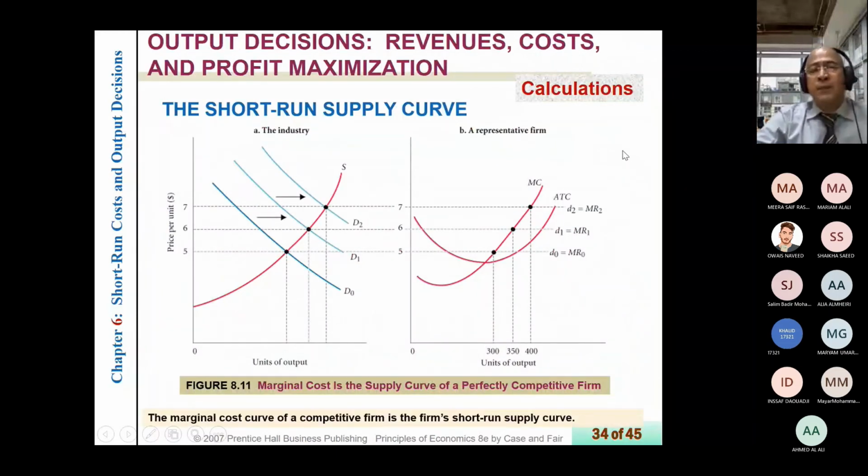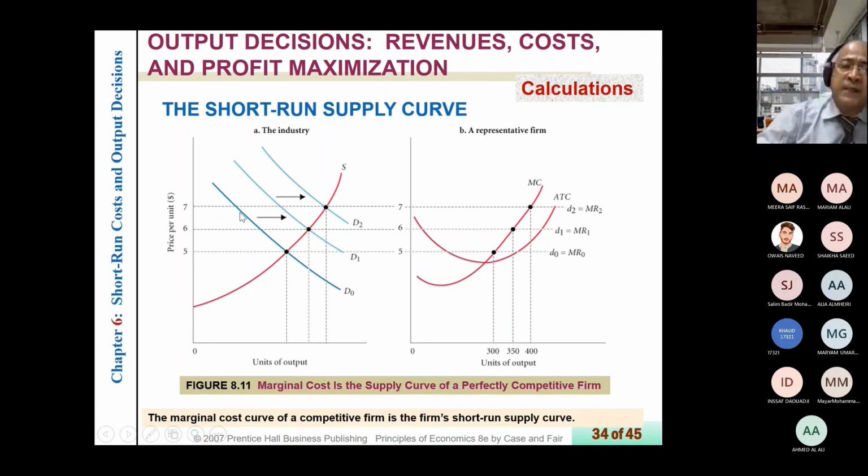This is quite simple. What I explained till this moment: the intersection between market demand and market supply determines the equilibrium point and the equilibrium price, 5. Let's go to Khalid, a representative firm in a perfect competition market. If the equilibrium price is 5, draw a line which is called marginal revenue. Look at a dot in which marginal revenue equals marginal cost. At this dot, the optimal level of output is 300.